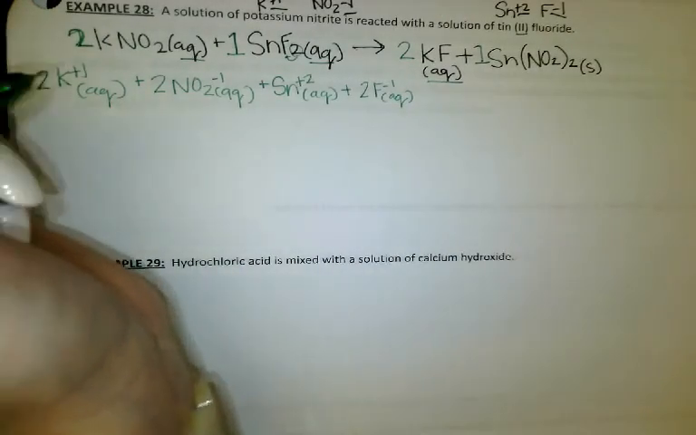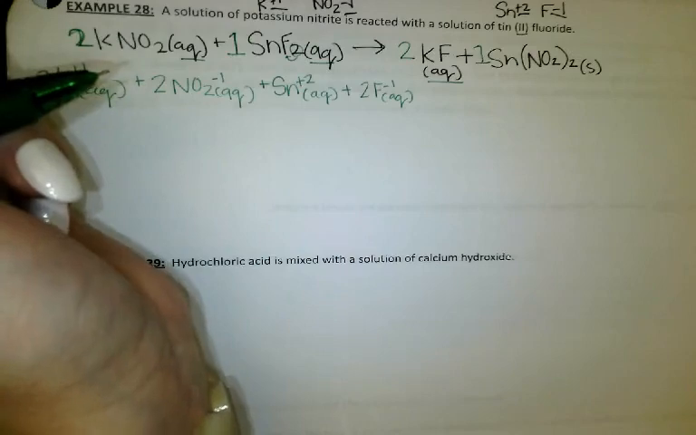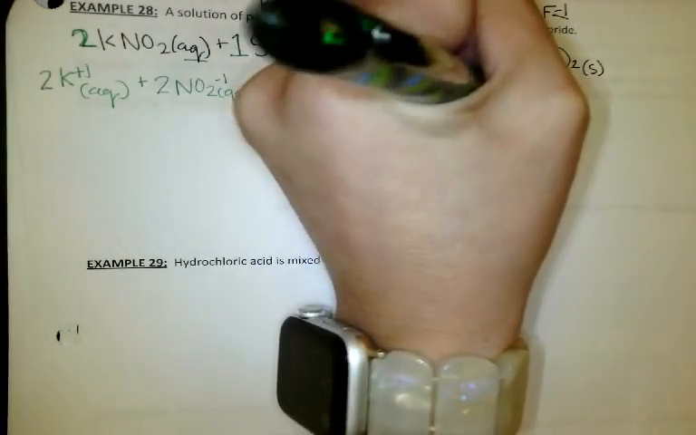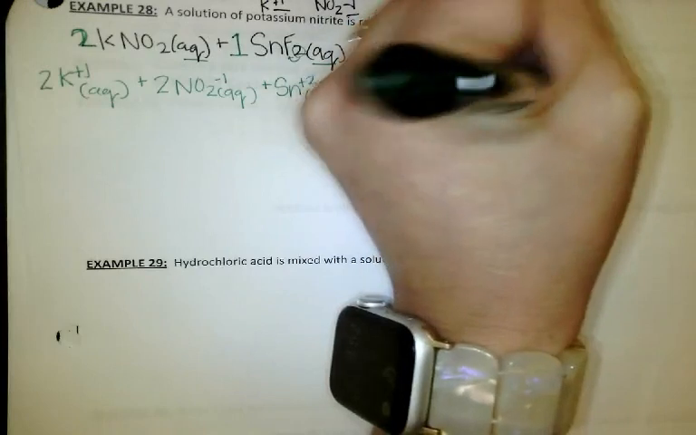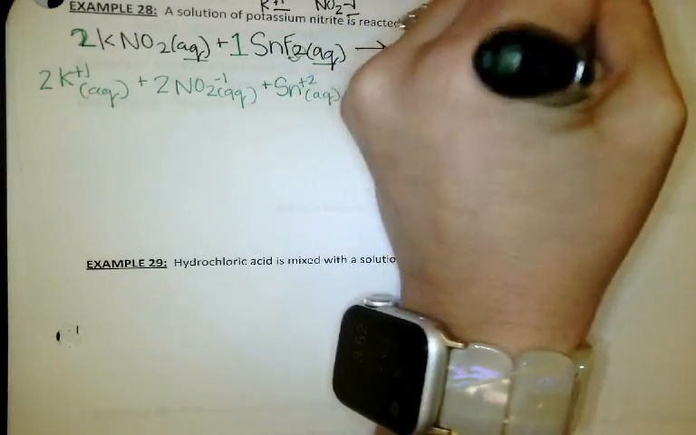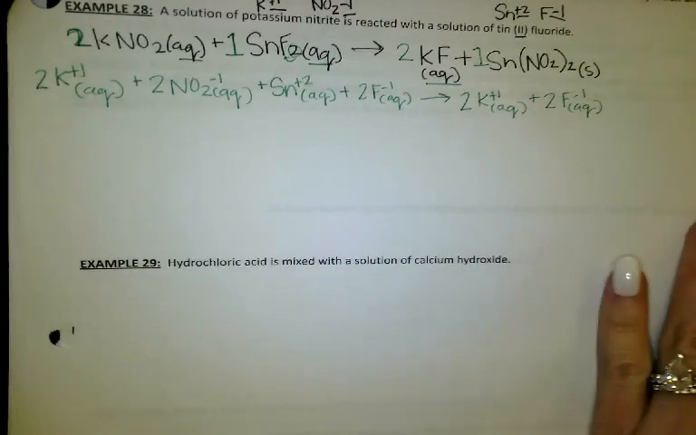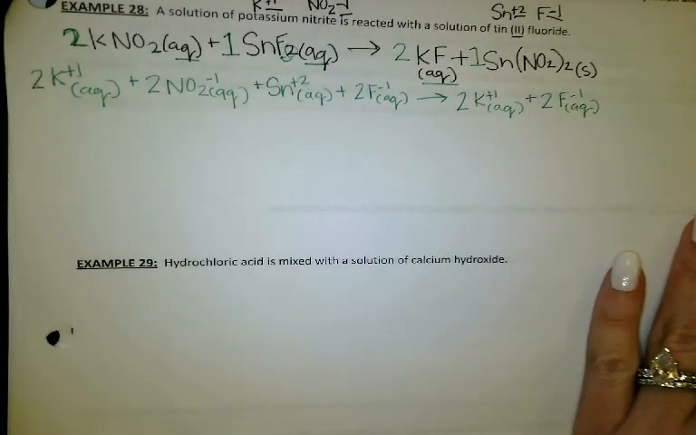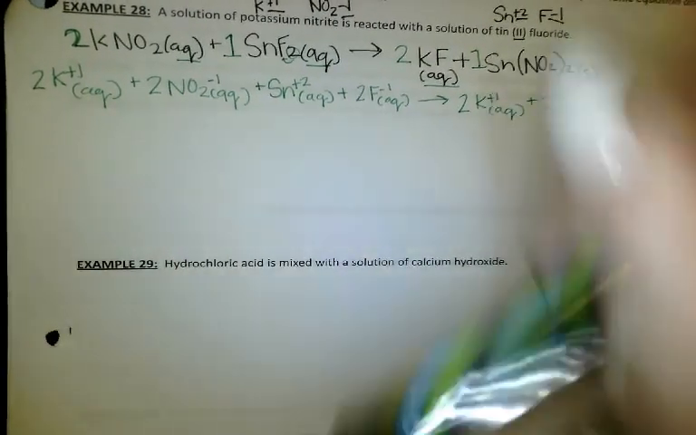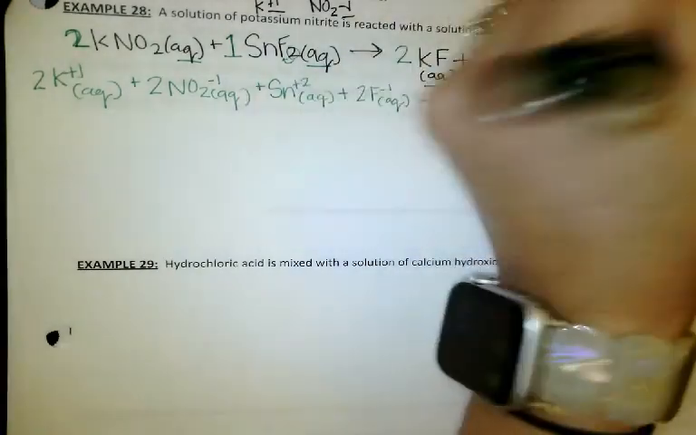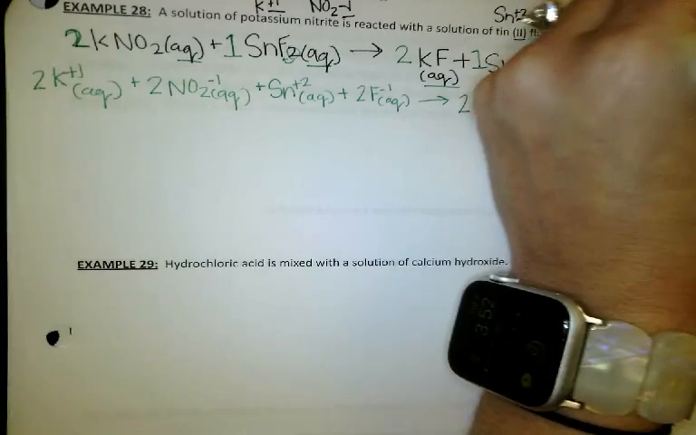Now, that's going to yield, okay, KF is aqueous, so I have to separate them out. 2 potassium ions plus 2 fluorine ions. Now, if it's a solid, do we separate those out? No. So the tin nitrite, Sn(NO2)2, solid, you're going to keep together. You do not separate that out.